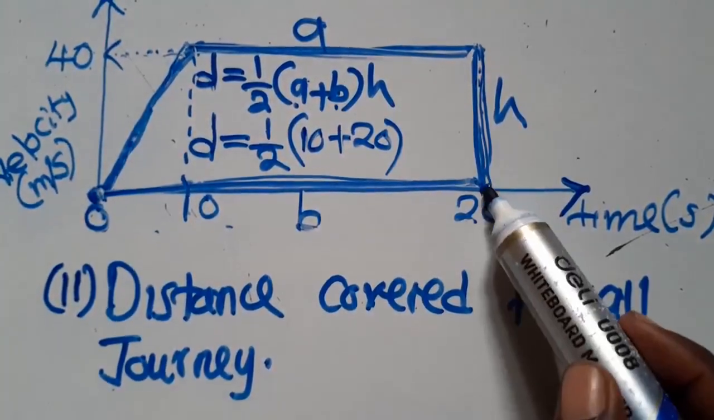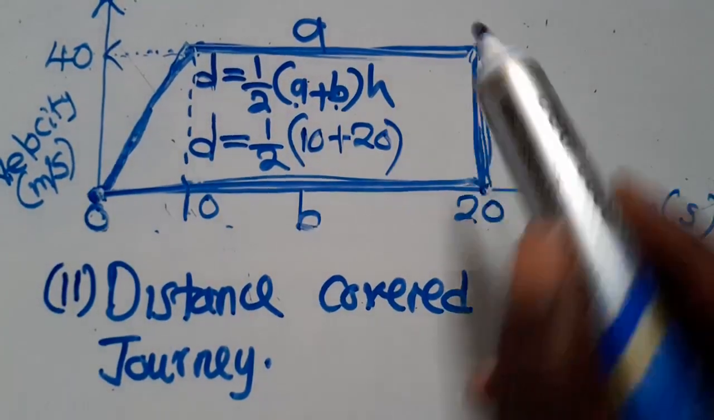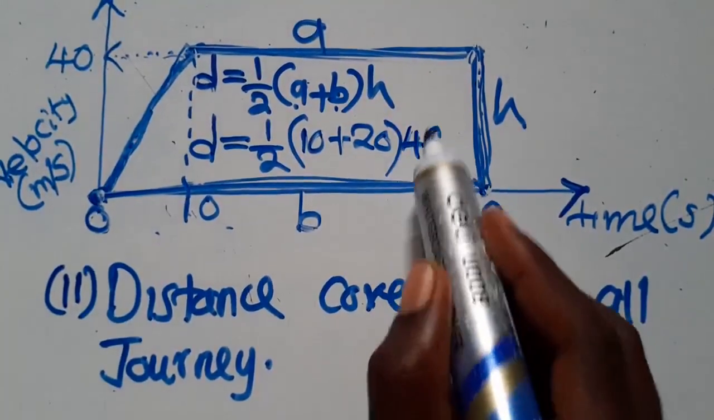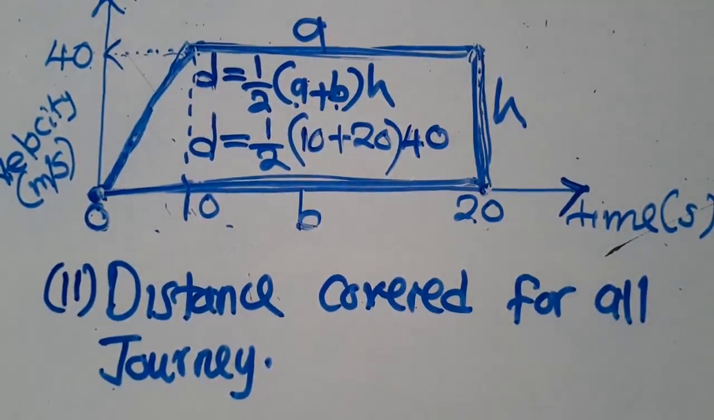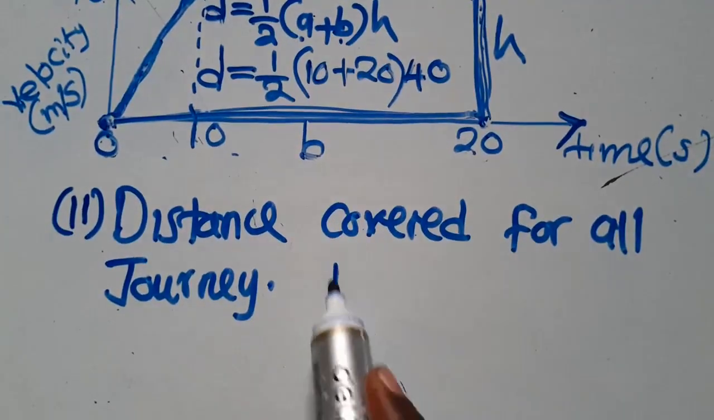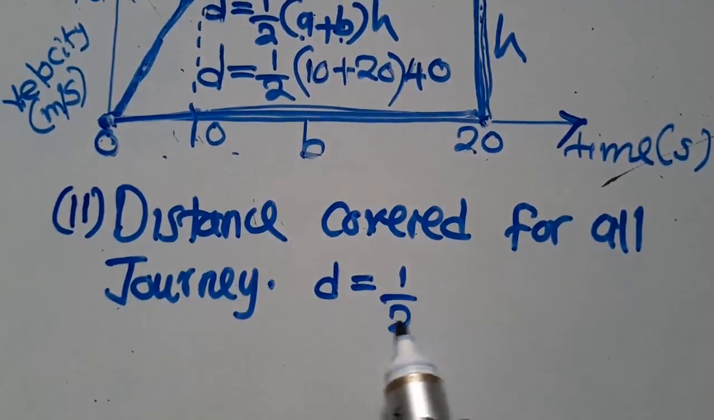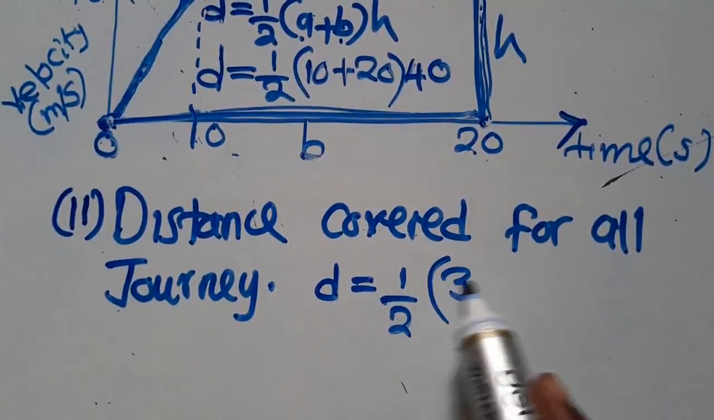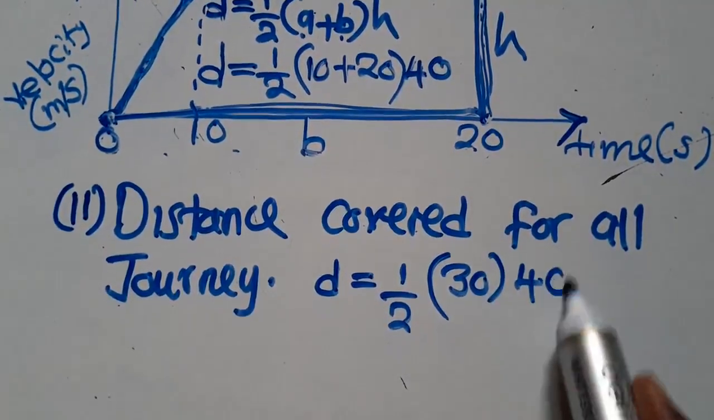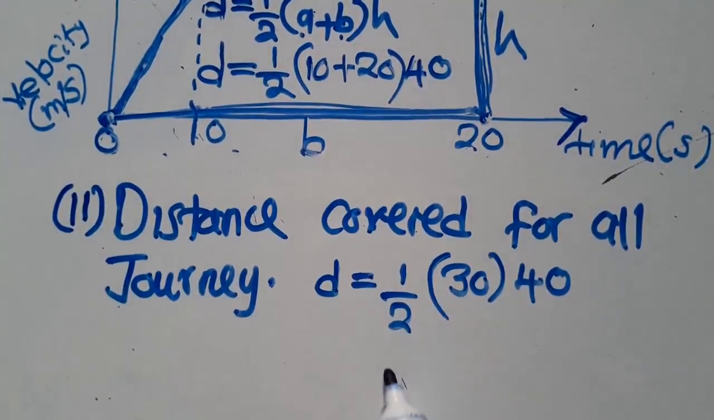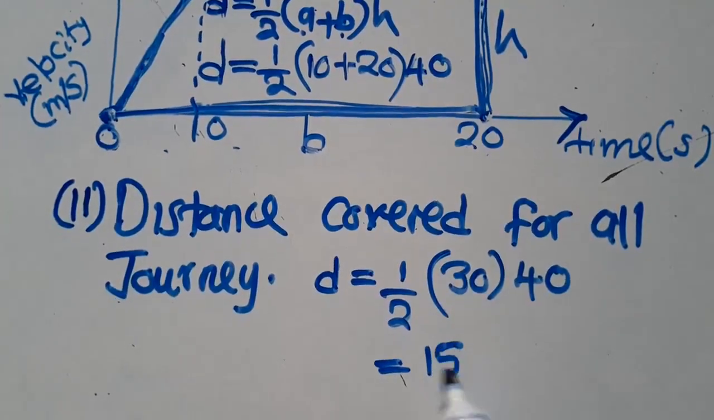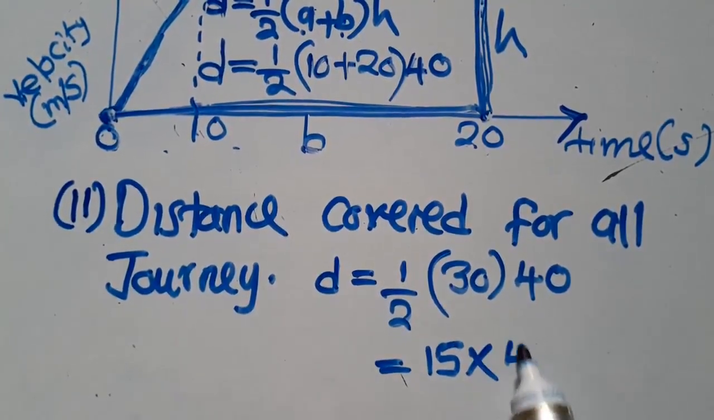Height. What is our height? From here to there, which is 40. So when you calculate that, you say distance is now equal to half of what? 30. Then multiply by 40. This is 15, so 15 times 40.